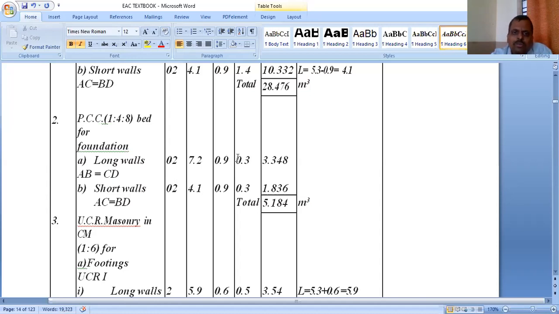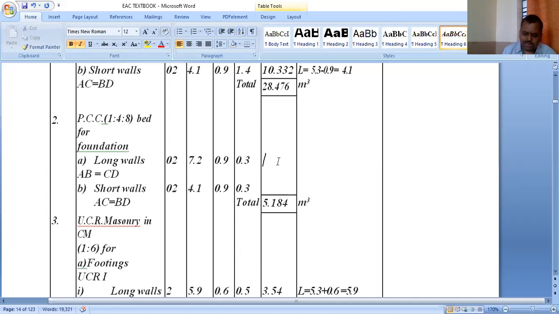The width will remain constant, that is 0.9 meter, no doubt. How much will be the thickness? They have mentioned the thickness as 0.3 meter. Now we'll calculate how much will be the quantity of the long wall as well as the quantity of the short wall. First we'll see how much will be the quantity of the long wall.